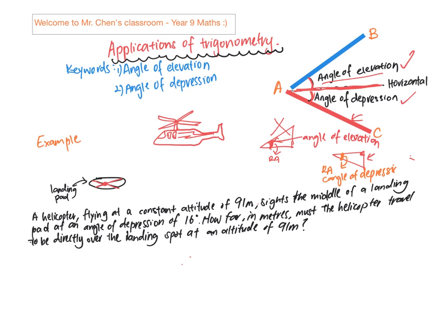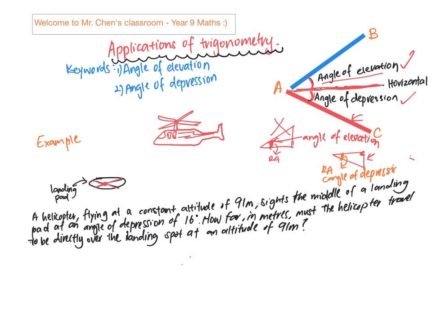So today in math, we will actually apply trigonometry into some real life situations. The key words that we are looking at are angle of elevation and angle of depression. These two keywords are very crucial because they're going to help us solve a lot of real life application problems. So let's get into it.